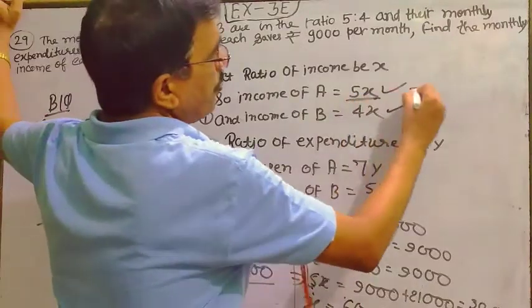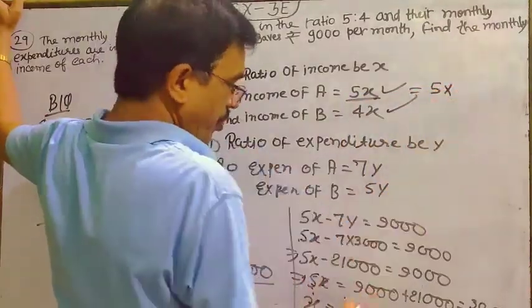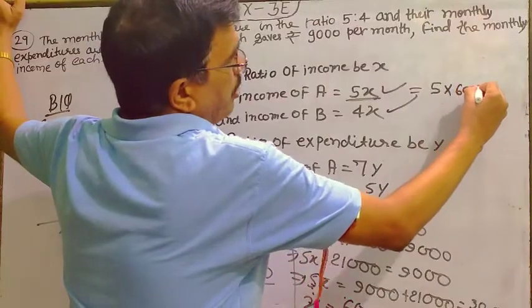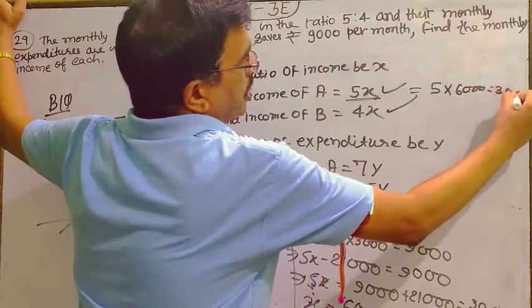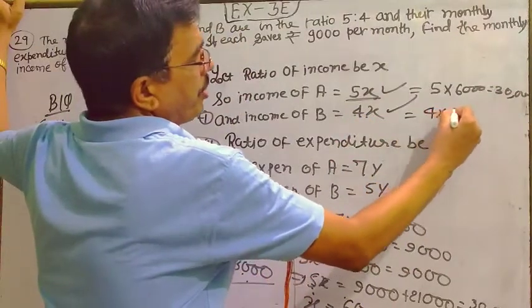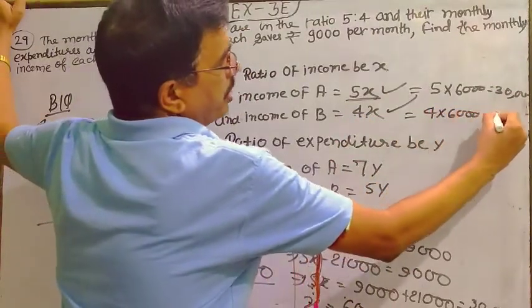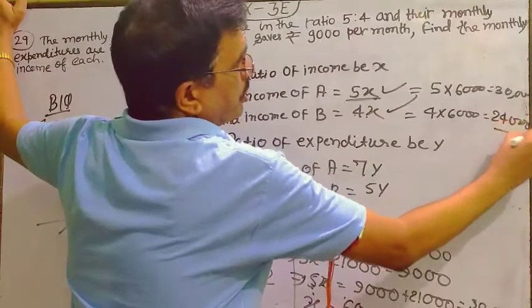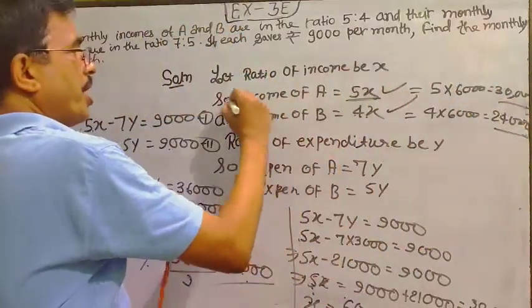So what is the income of A? That is 5 into 6,000. Then you get 30,000. It is the income of A. And B is 4, so it is equal to 4 into 6,000, then it is 24,000. So your question is, what is the income of A and B?